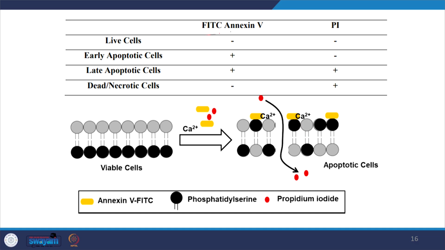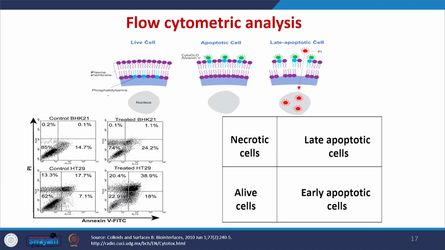By using this FITC conjugated annexin, we can detect the early apoptotic cells and the late apoptotic cells, whereas this PI will be helpful for understanding the late apoptotic cells and the necrotic cells. From this picture you can clearly understand that, as I told earlier, this phosphatidylserine, this PS, in the normal live cell is inside the cell, but during the early stage of apoptosis, this PS is exposed to the external environment, and when you add this annexin which is conjugated with the FITC, these early apoptotic cells will appear green in color.